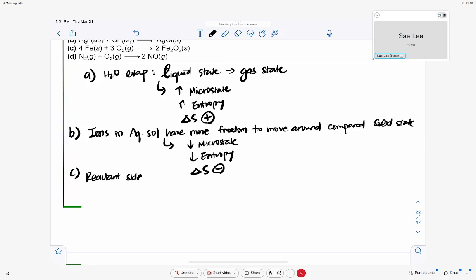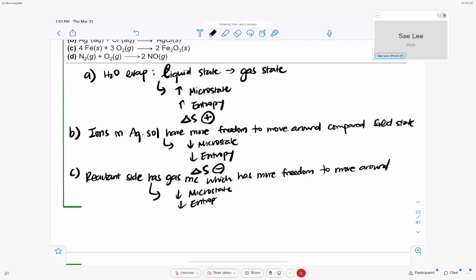The reactant side has gas molecules which have more freedom to move around. Therefore the number of microstates decreases, a decrease in entropy, delta S is going to be negative.